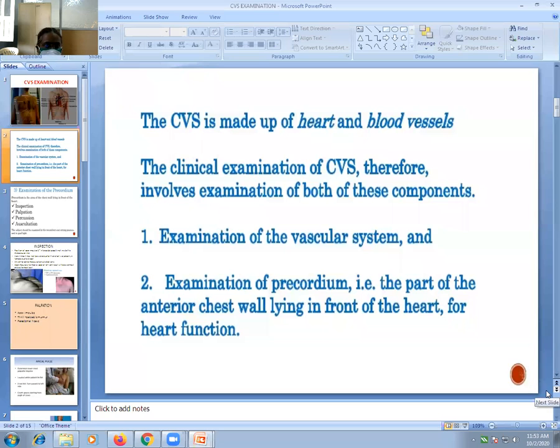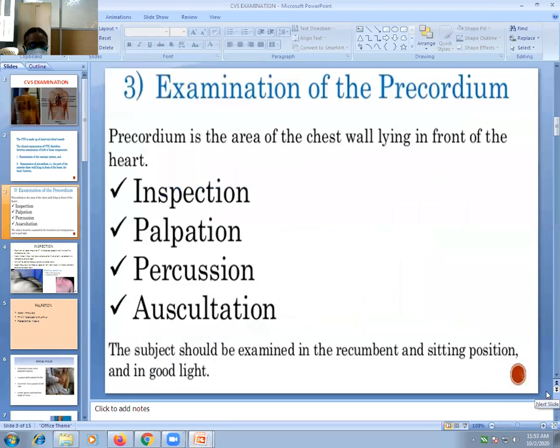So cardiovascular system examination constitutes heart and blood vessels, examination of vascular system, examination of precordium, the part of the anterior chest wall overlying the heart. Inspection, palpation, percussion only if there is suspicion of pericardial effusion, otherwise no need of percussion, and auscultation.